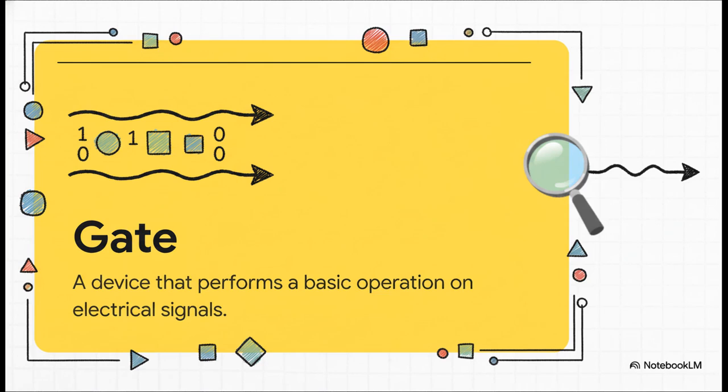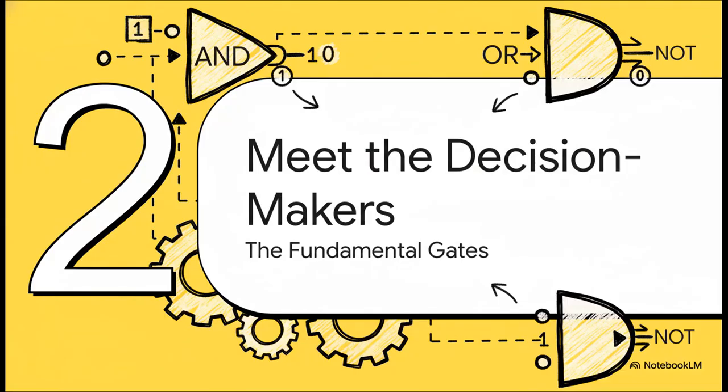And here it is, our core definition. A logic gate is basically a tiny decision maker. It takes in one or more electrical signals, our ones and zeros, and it spits out a single new signal based on a very, very specific rule. All right, so let's meet the team. We're going to start with the 3 most fundamental gates out there. If you can master these, you've pretty much mastered the basics of how every single digital circuit works.